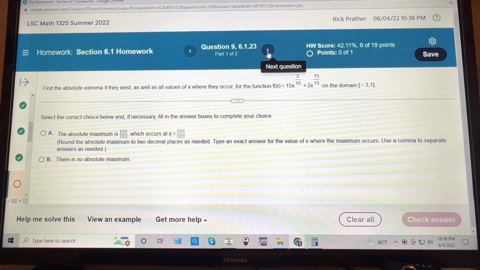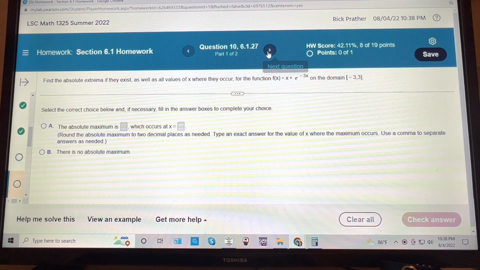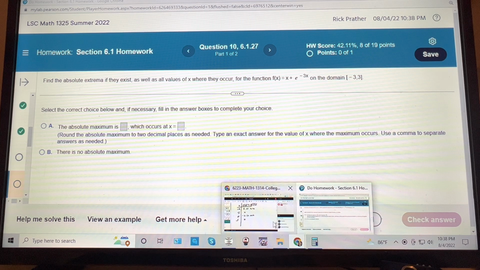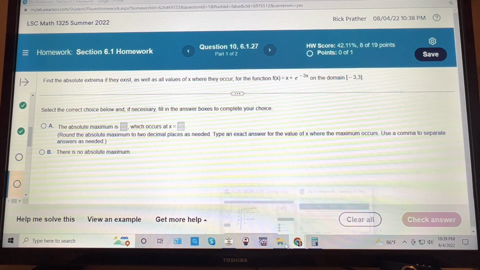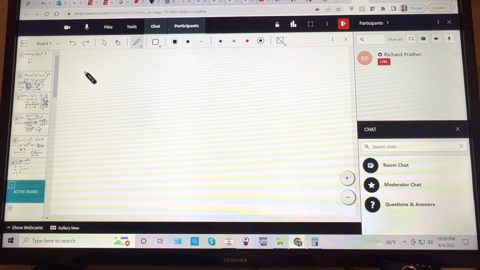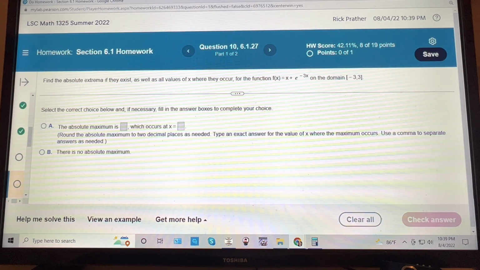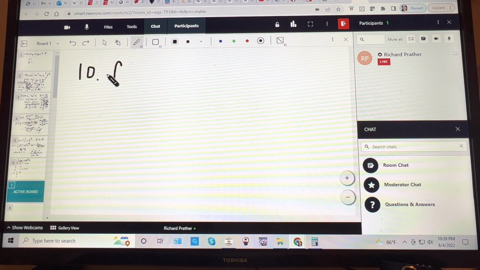Okay, so similar question. Similar, but it does have an exponential in it. Let's try this one. What number are we on now? This is number 10. There is another half to this section: what happens if you don't have a closed interval. I definitely want to make sure we do at least a couple of those.